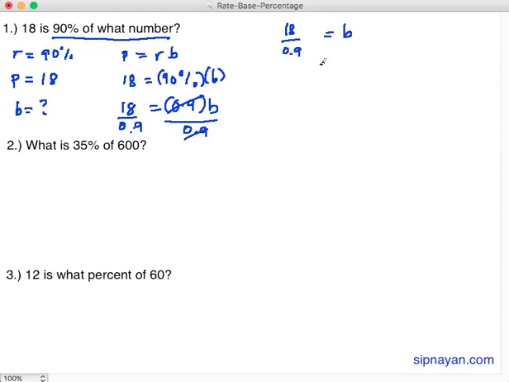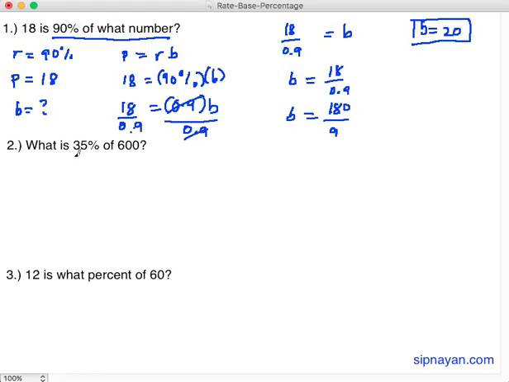Pwede natin baliktarin, kasi usually mas maganda kung nasa kaliwa yung ating unknown. B equals 18 divided by 0.9. Para mawala yung decimal, we multiply both the numerator and the denominator by 10. So, B equals 180 over 9. B equals 20. So, ang base natin ay 20. So, 90% of 20 is 18. You can check that's correct.